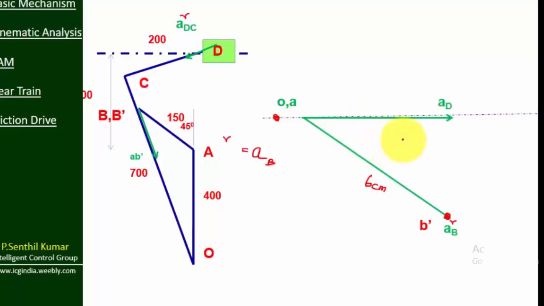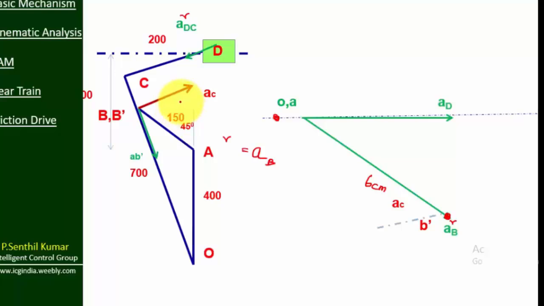So two components are already over, A radial of B and A radial of D. So we have two components. So what I am going to do is, with A known and B known, I'm going to find B dash, that is B double dash. From that I am going to find C. From that I am going to find D.